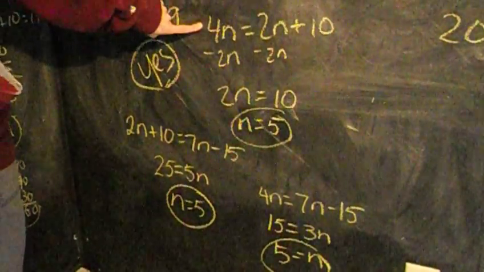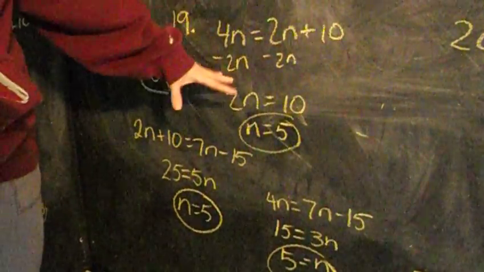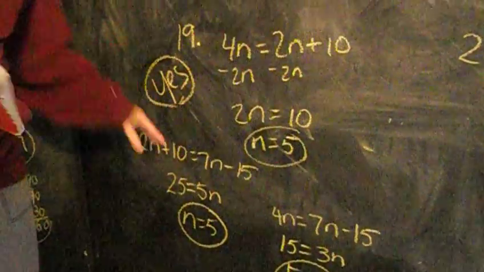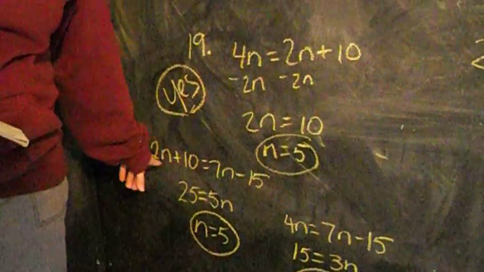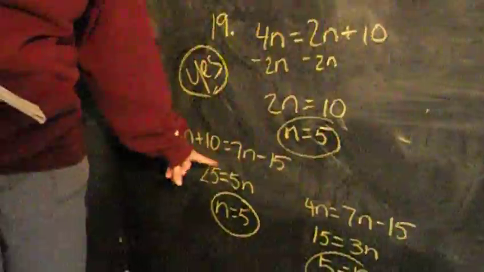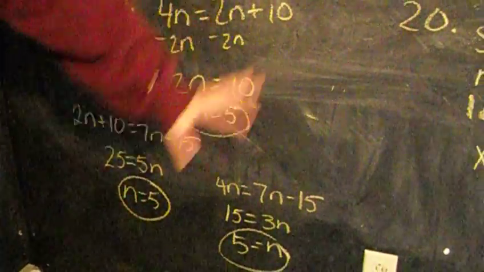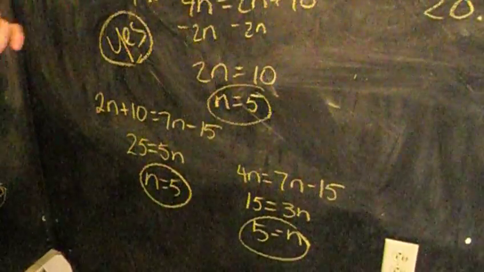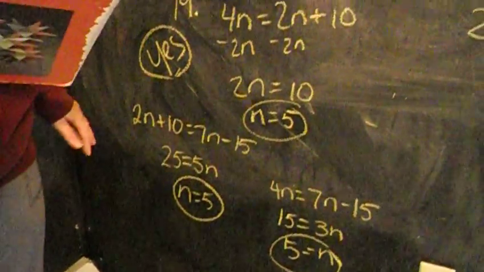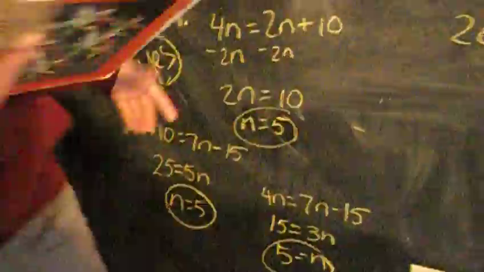I picked 2 sides, 4n and 2n plus 10, solved for n equals 5. In each problem, 2n plus 10 equals 7n minus 15, solved for n equals 5. 4n equals 7n minus 15. I did it 3 ways, you only had to do it 1. I wanted to show you each time n equals 5, the answer was yes.